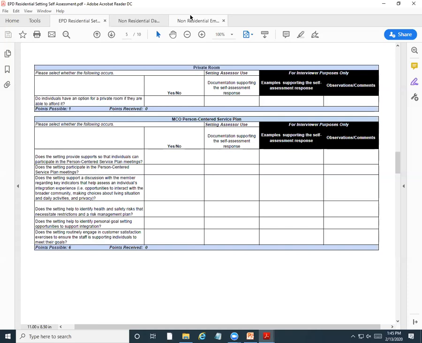So we expect the setting to provide support so that members can participate in these person-centered service plan meetings. They're going to be scheduled by the case manager, and it's just important that the members can attend if things need to be moved around, or maybe they need an early lunch. What is the setting doing to make sure that those members can make it to their meetings? And does the setting participate in the person-centered service plan meetings? So this will be something new for you guys.